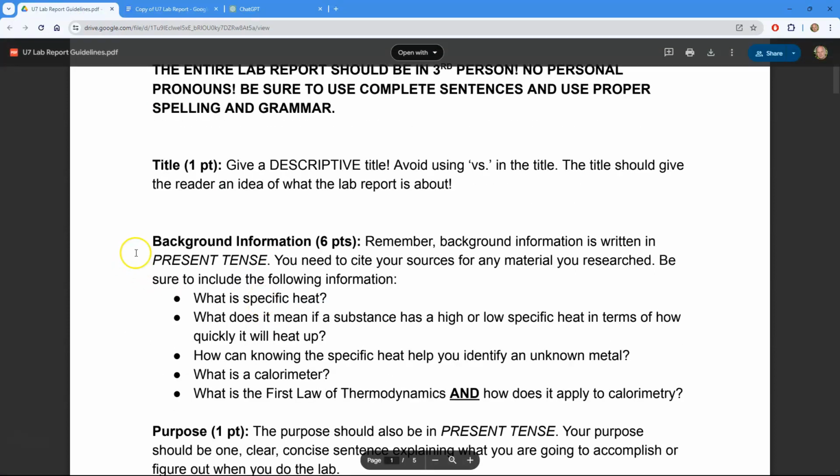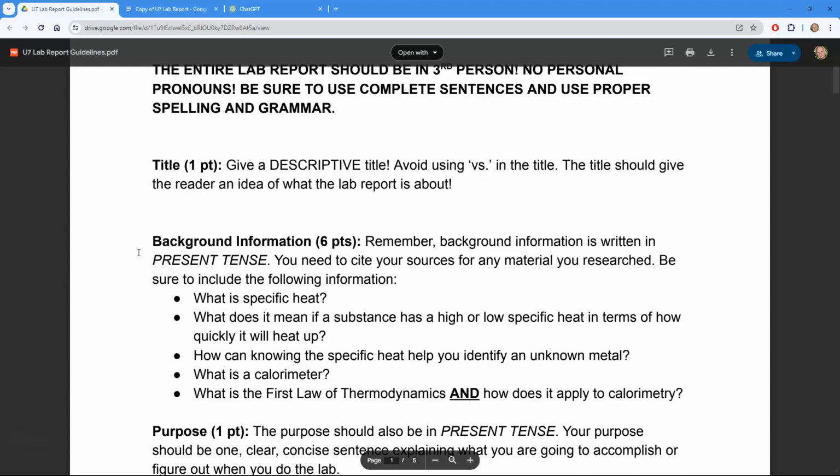Okay, next, background information. It says, remember, background information is written in present tense. You need to cite your sources for any material you researched. Be sure to include the following information. So we have 5 questions here. The first being, what is specific heat?